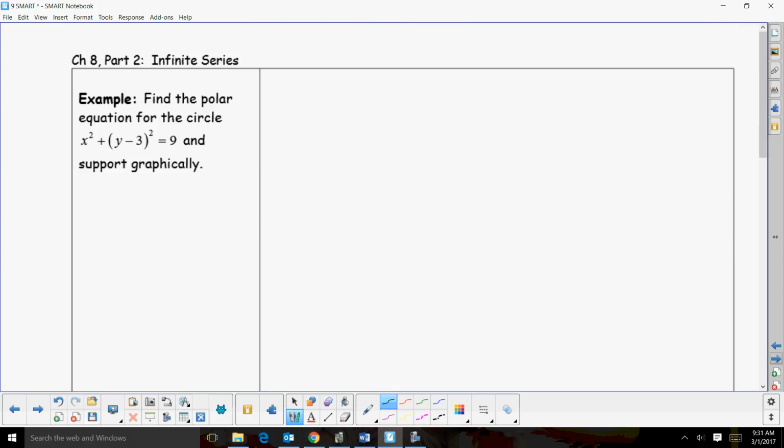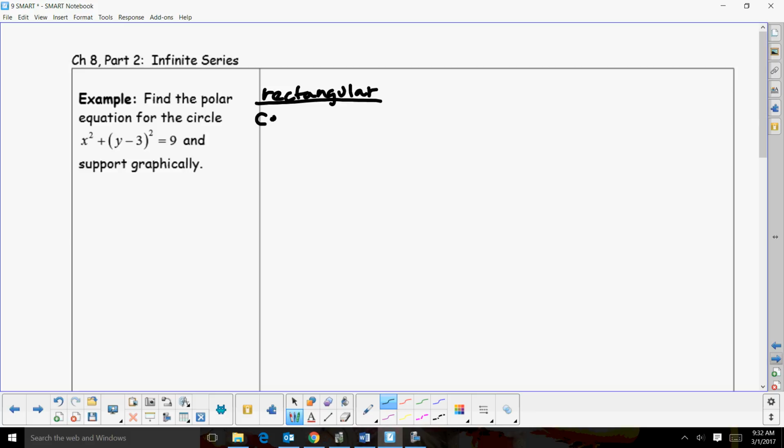Let's look at this. Again, this would be pre-calc right now, and then we'll get into some calc. But it says, find the polar equation for the circle and support graphically. Well, let's just first look at the rectangular.